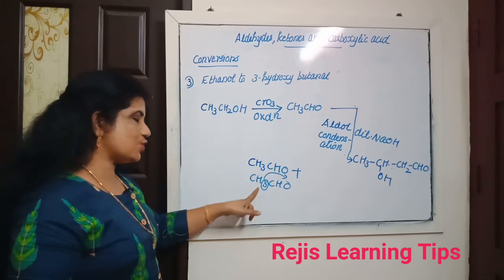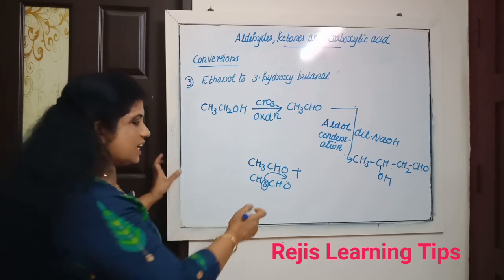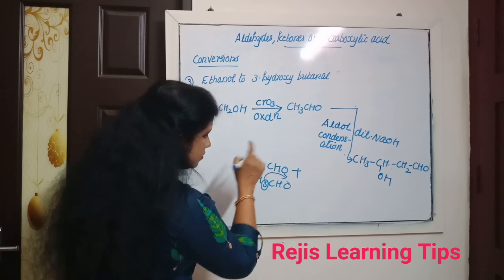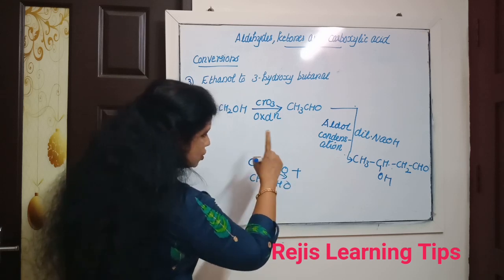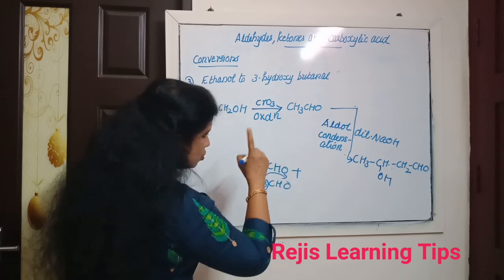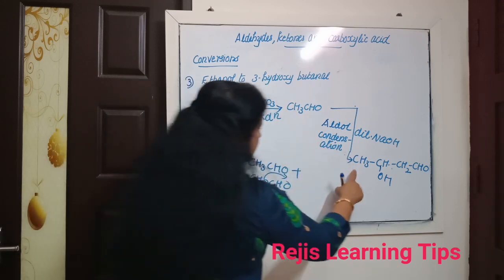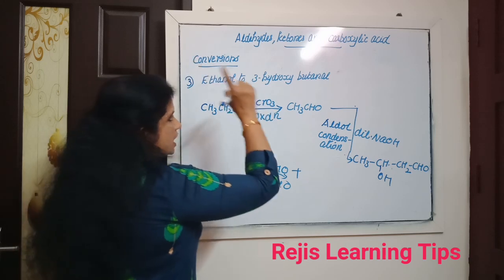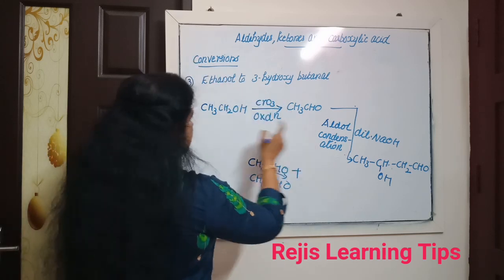Okay, CH3CHO plus CH3CHO, then an alpha hydrogen atom is attached to this oxygen, then we will get CH3 CHOH CH2CHO. CH3CHOH CH2CHO, that is known as 3-hydroxybutanal.